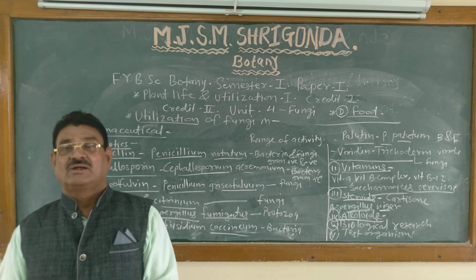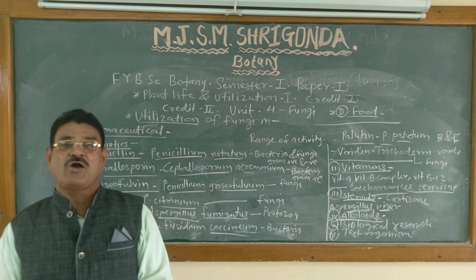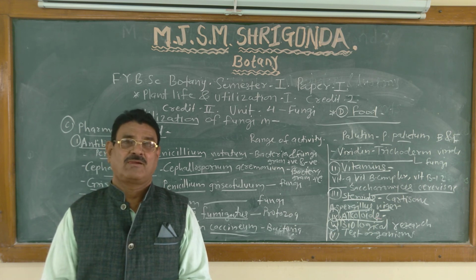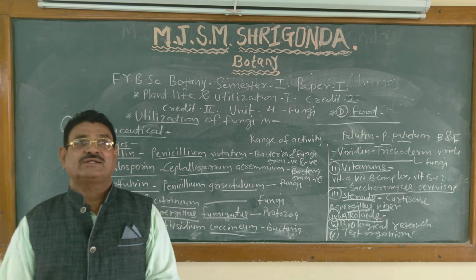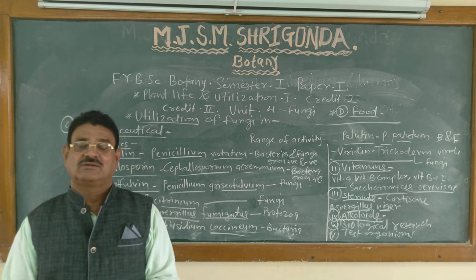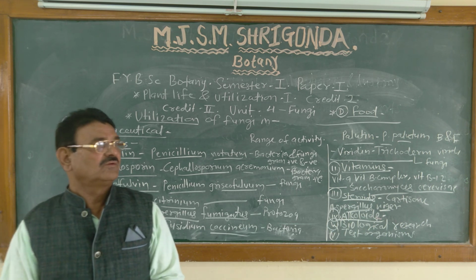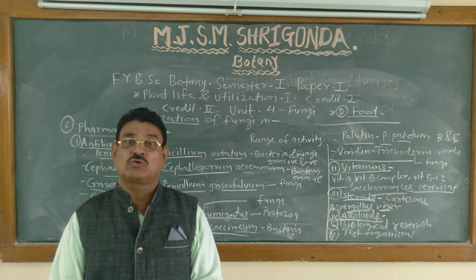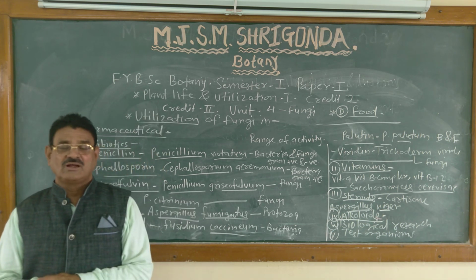Then give a neat labelled diagram of fully mature mushroom and button mushroom. Then anatomy: TS of gill, TS of stipe. Then short answer questions. Give two names of edible mushrooms. What is the botanical name of mushroom? Then give two economic importance of two economic mushrooms with botanical names.